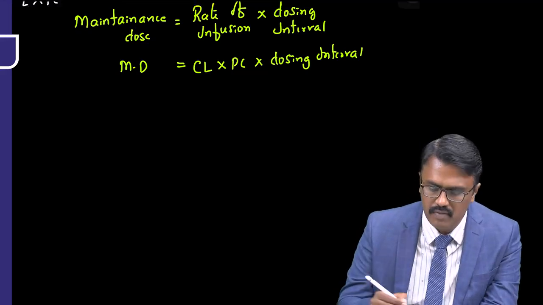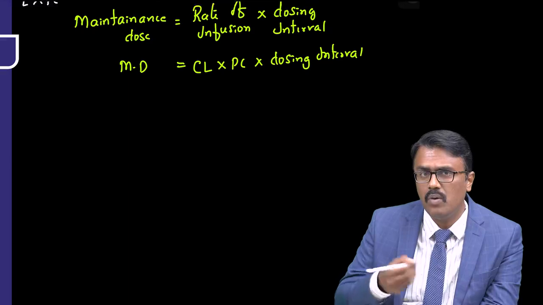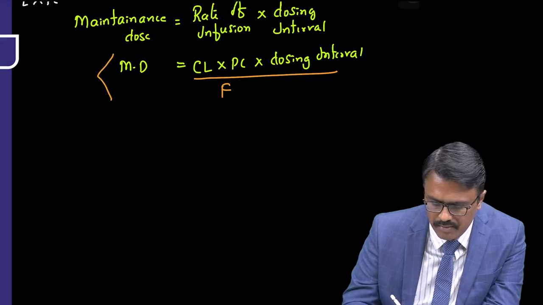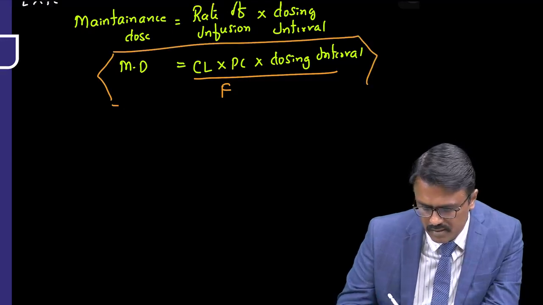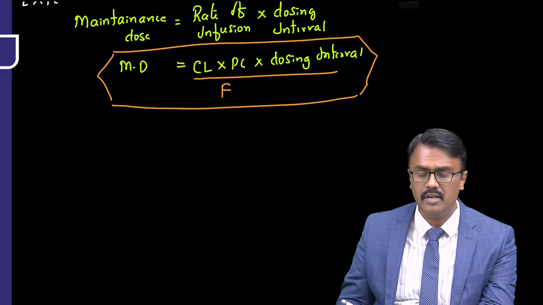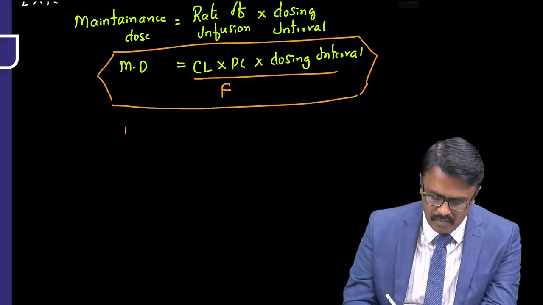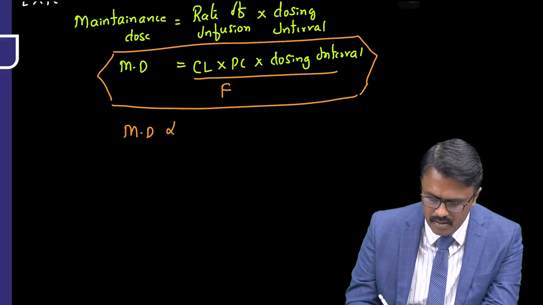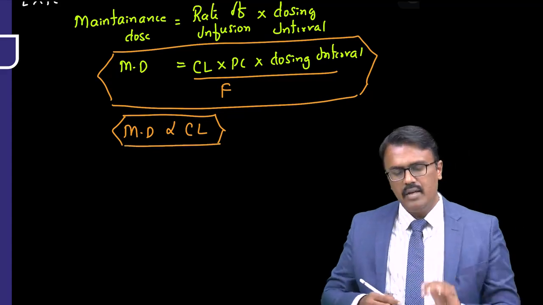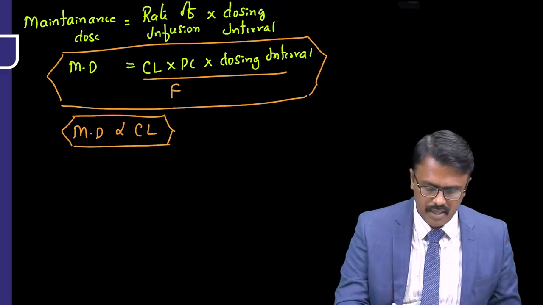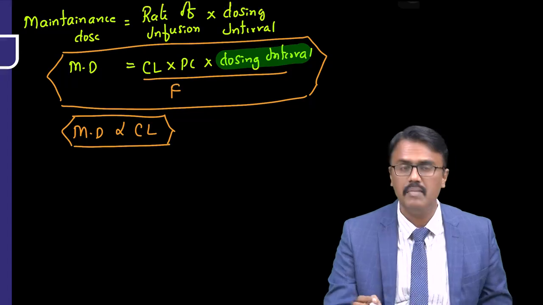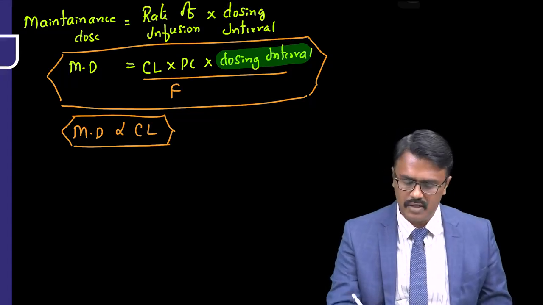Now sometimes if you are giving the drug by oral route, it will have a factor called bioavailability, so you have to divide that by F. So maintenance dose is given like this: clearance into plasma concentration into dosing interval divided by F, the bioavailability. So maintenance dose depends on which parameter? It depends on clearance. Again, this is a question for it. Now when they give dosing interval, many a times you make a mistake. Suppose they may give in the question, give the drug 8th hourly.